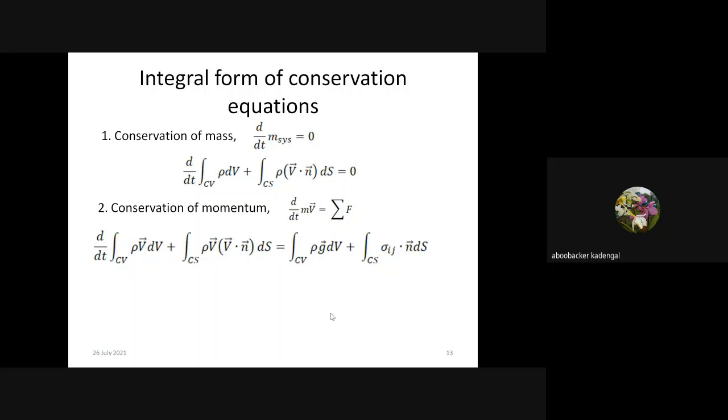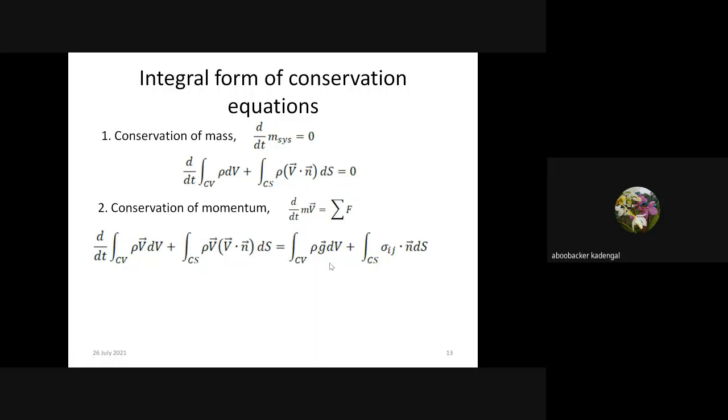Then the same thing applied to a control volume. There will be rho v dv, since rho dv is mass, multiplied by velocity gives momentum. The rate of change of momentum within the control volume, plus the momentum transfer through the control surface, expresses d by dt of mv. One term is within the control volume, another is through the control surface. This should be equal to the net force acting. The net force has body forces and surface forces.